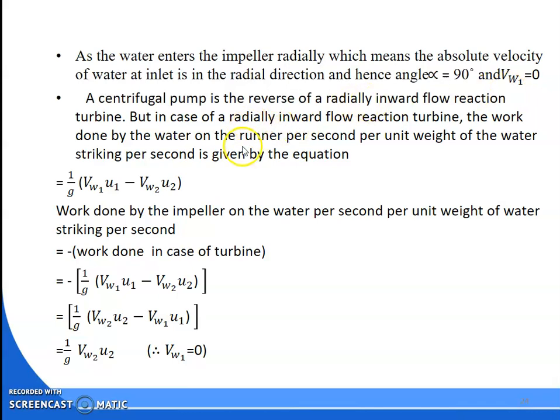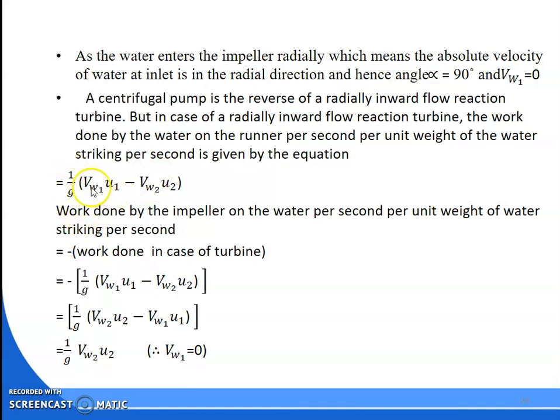So what was discussed? We are discussing the velocity triangle of the centrifugal pump. The centrifugal pump is the reverse of the radial inward flow reaction turbine. In the radial inward flow reaction turbine, we derived the work done, the runner power per second per unit weight of water. That means we are discussing the runner power by water power.